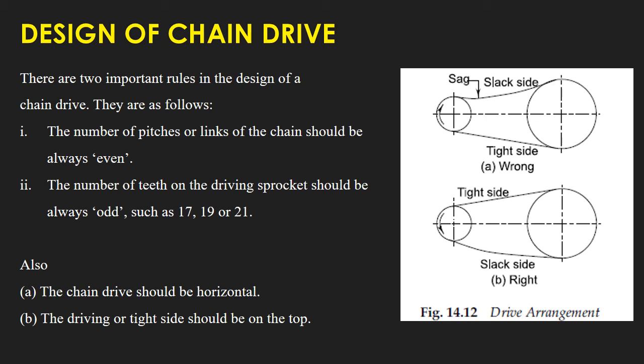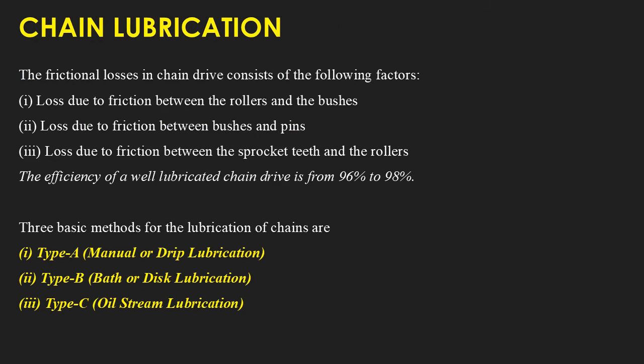And what are the types of devices and options available to tension the chain? You can refer to the textbook. There are certain small concepts mentioned there, so I'll not go through them. Coming to the last concept before the design procedure, that is one important concept related to chain lubrication. Friction, as you know, is a major factor which influences the efficiency of chain drives.